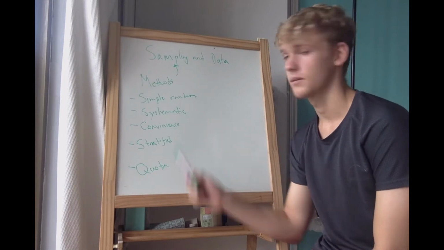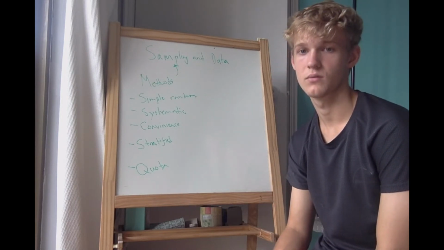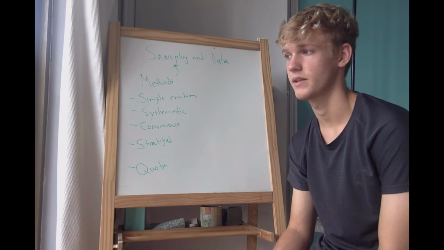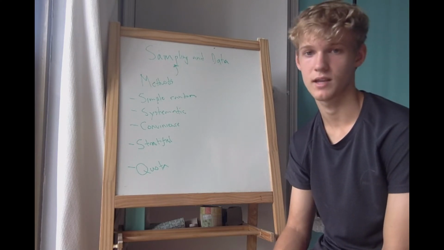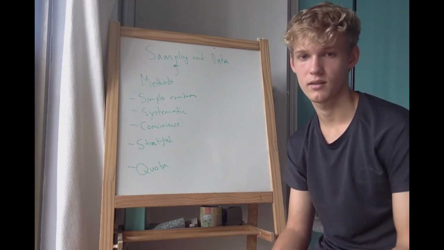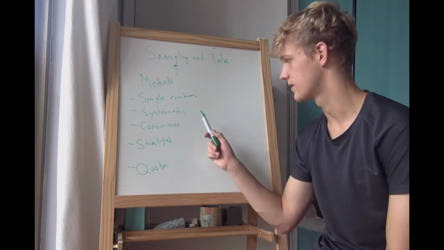Then we've got systematic sampling. So you ask maybe every 10th person of a population. So there's 100 people, you take the 10th, 20th, 30th, etc. And so that's systematic sampling.